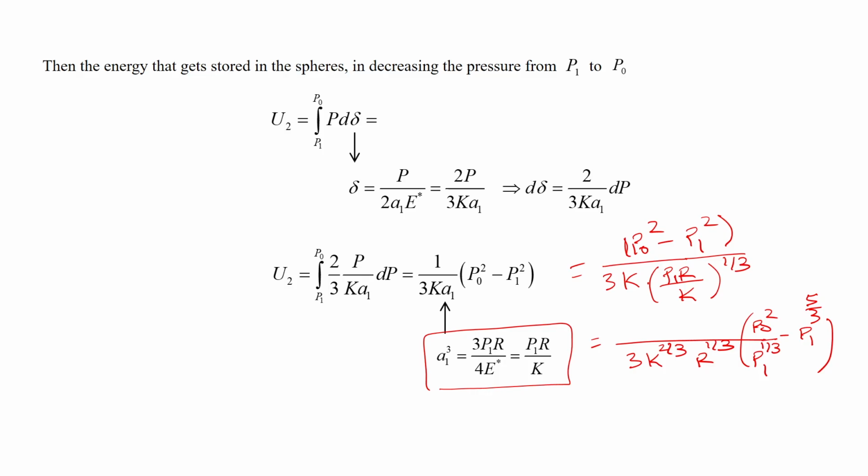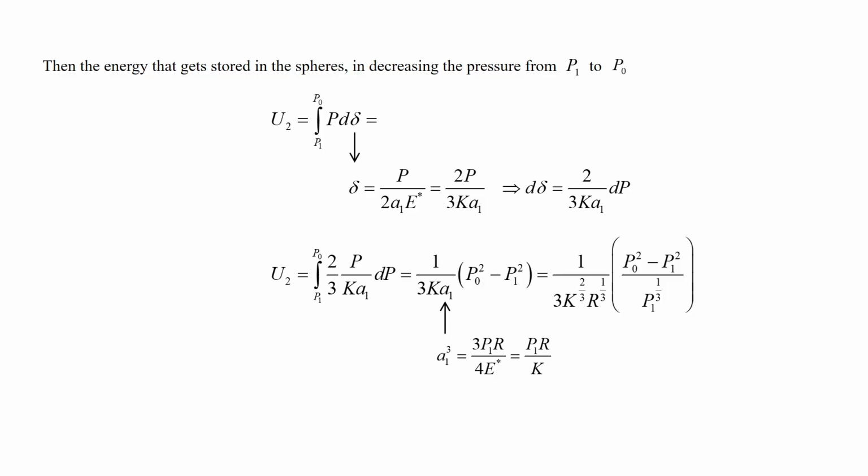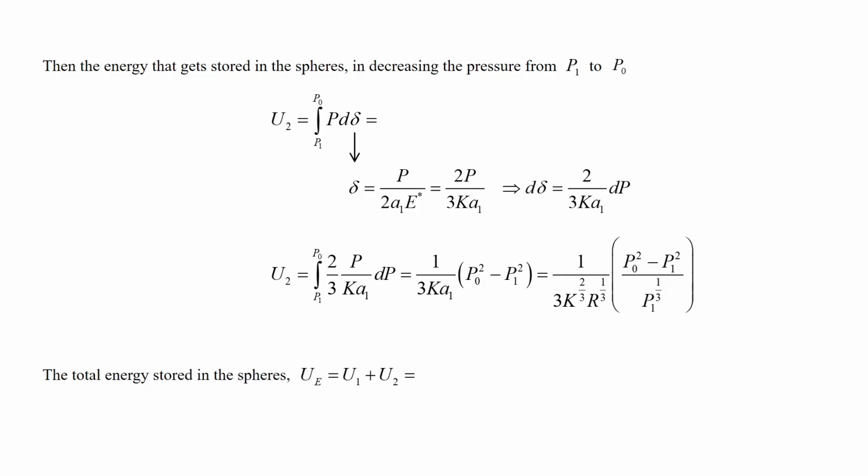Essentially what I am trying to do is write in terms of P1, because later on I am going to minimize the total energy with respect to P1, that is my intention. So here it is written. Now this is the total energy stored in the spheres, that is U1 plus U2.